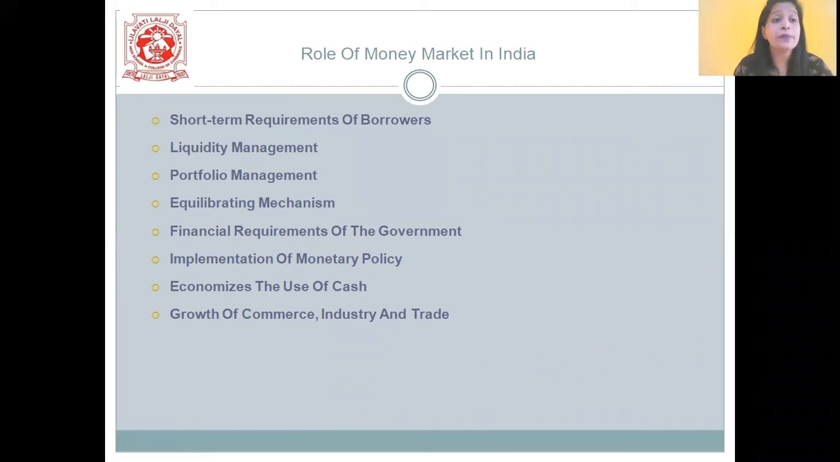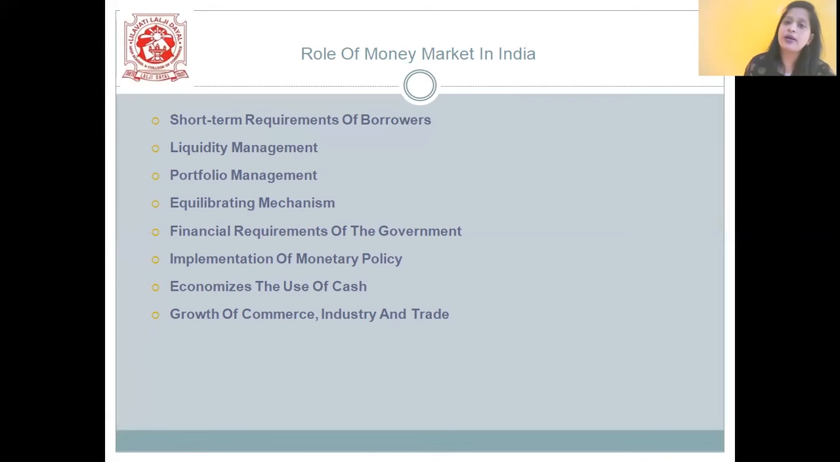Next one is implementation of the monetary policy. The monetary policy implemented by the central bank aims at managing the quantity of money in order to meet the requirements of various sectors. Next one is economizes the use of cash. Since the money market deals with various financial instruments that are close substitutes of money, not actual money, this economizes the use of cash. Next one is growth of commerce, industry and trade. The money market facilitates discounting bills of exchange for local as well as international traders who are in need of funds. Hence it meets the working capital requirement and expands the growth of industry and trade of our country.